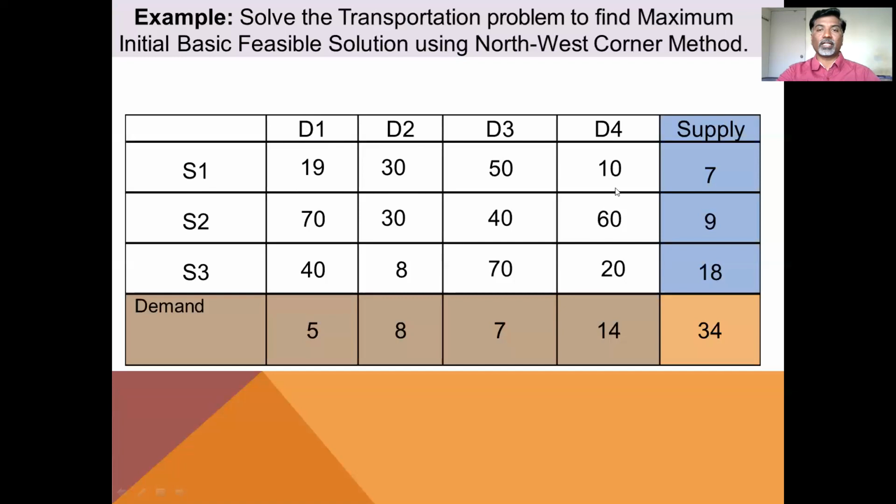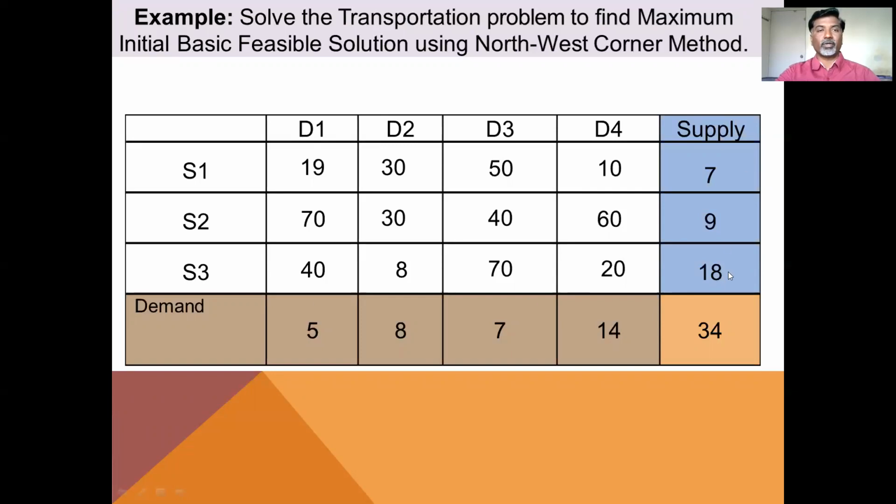So taking into consideration all these costs, you have to distribute available 7 units among these 4 distributors in such a way that there should be minimum transportation cost, and the demand gets fulfilled. The transportation cost will be minimum, demand will be fulfilled, and supply will be zero.